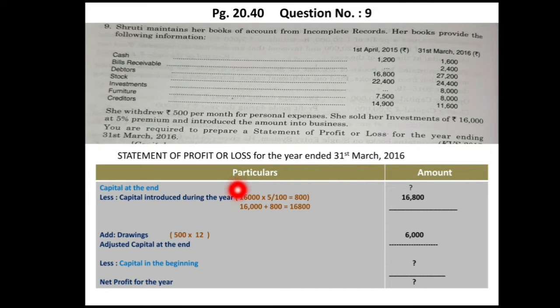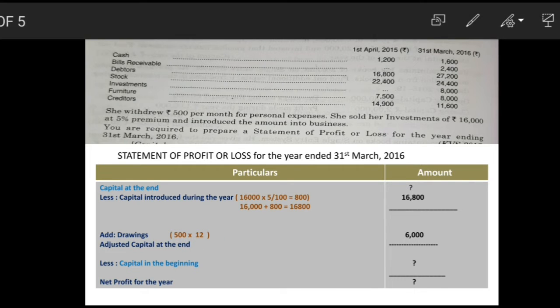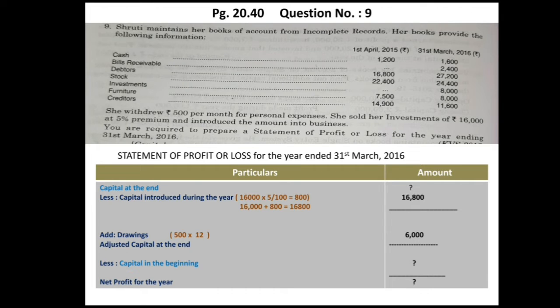You prepare a box in which particulars and amount columns will be there. Write down the formula to find the profit, that is capital at the end, less capital introduced during the year, add drawing. Doing this, you will get adjusted capital at the end. Next comes less capital in the beginning, and the final result is net profit for the year. While reading the question, you have understood that capital introduced during the year, that is the investment of 16,000 plus the premium amount, was introduced in the business.